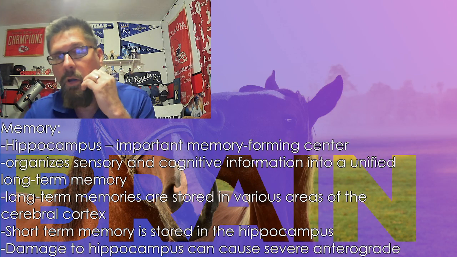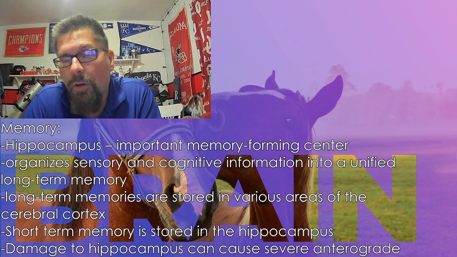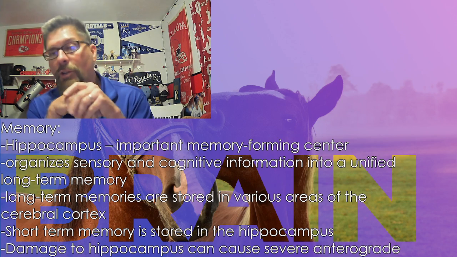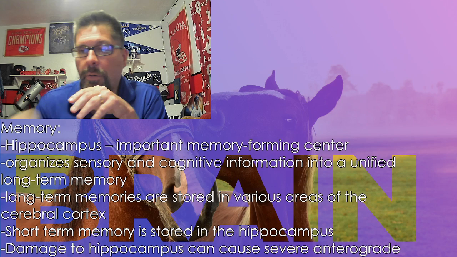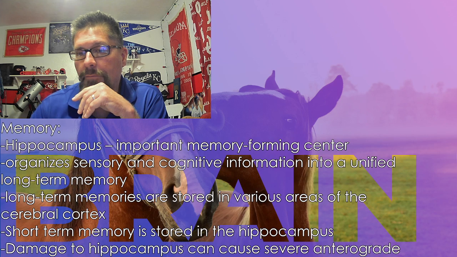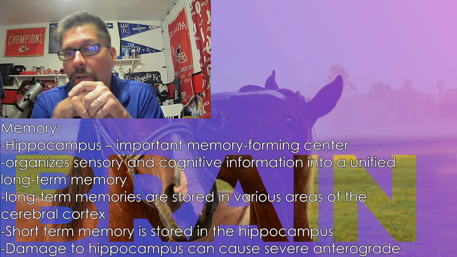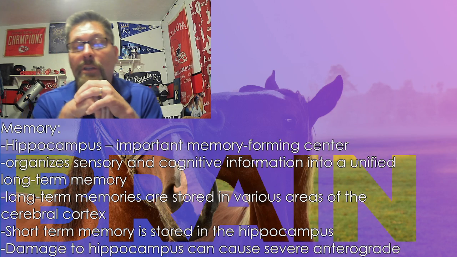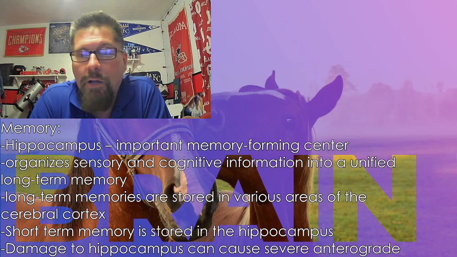Alright, so our next one, memory. The hippocampus is a super important area of memory forming, and kind of organizes them. The short term memories are in the hippocampus, but the long term memories are stored permanently in the cerebral cortex, and of course these are in different places, obviously.